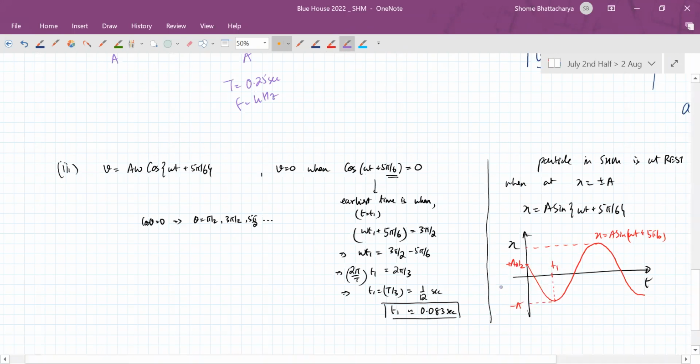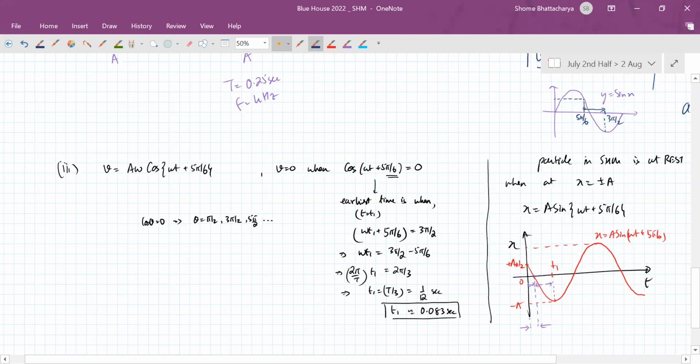Now you'll realize that from here to here, this time is equivalent to the phase going to pi over here. So if you look at a regular sine graph, y is equal to sine x type of graph, where the 0 of this one is, that is equivalent to this position here, 5 pi by 6. And where t1 is, that is equivalent to this position, 3 pi by 2.